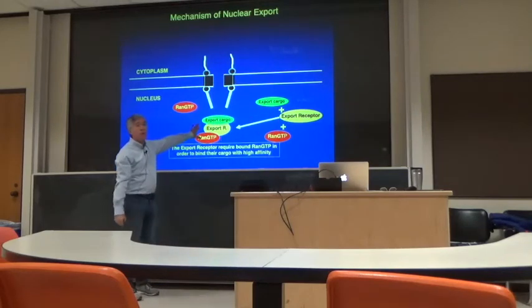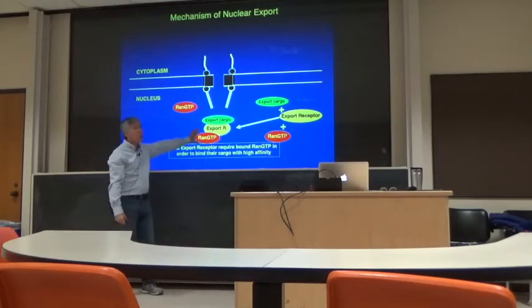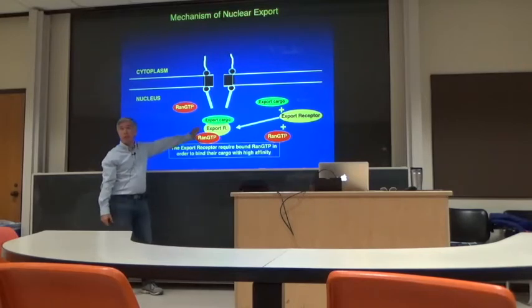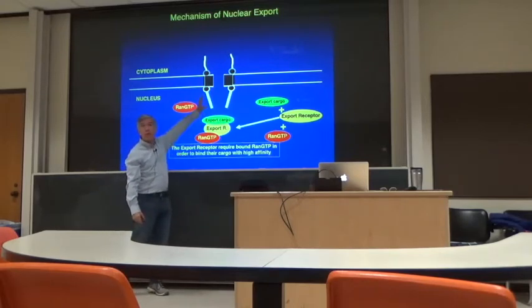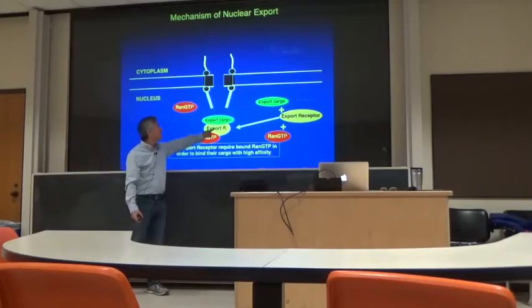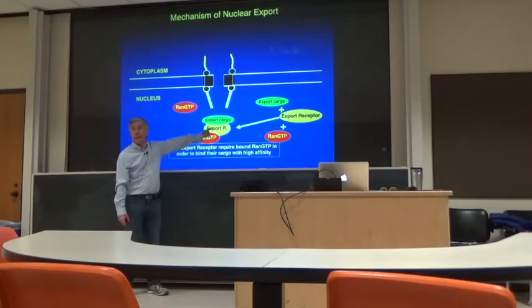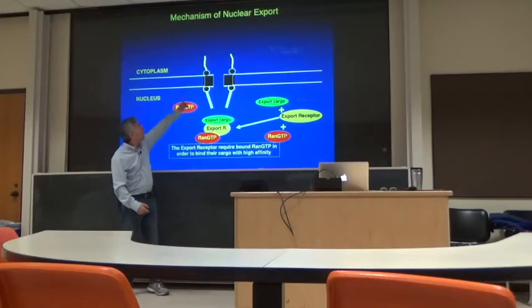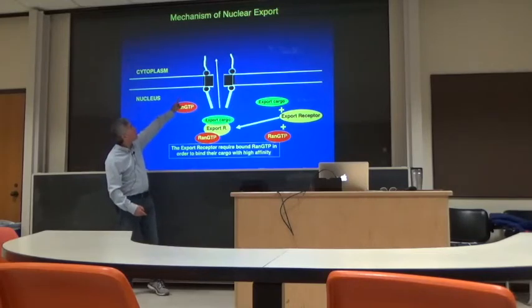So now we have formed a complex. The complex, now a massive complex, will be able to diffuse across that hydrogel again simply by diffusion, because that is a property of the export receptors. They can actually interact and swim through that hydrogel. They will make it to the other side.